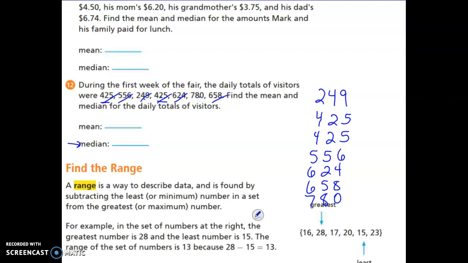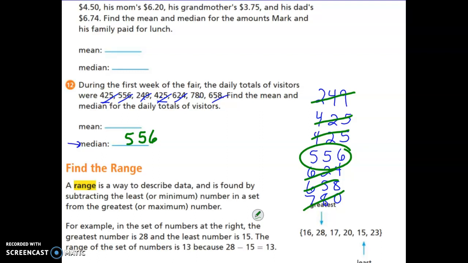They're listed from high to low. I'm going to cross off the high one, the low one, the high one. Low, high, low, high. There's one number in the middle. 556 is my median.